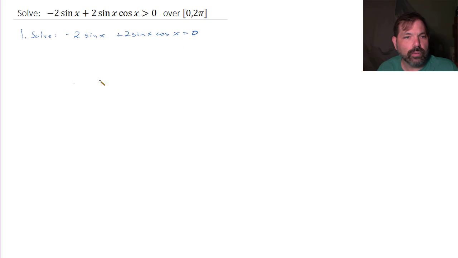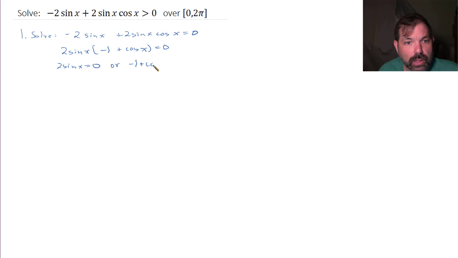And we saw how to solve this in the previous subtopic. Let's factor out a 2 sine x. So 2 sine x times negative 1 plus cosine x is 0. So then 2 sine x is 0, or negative 1 plus cosine x is 0.